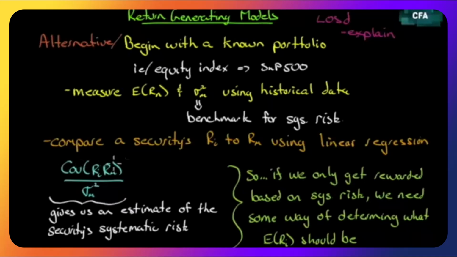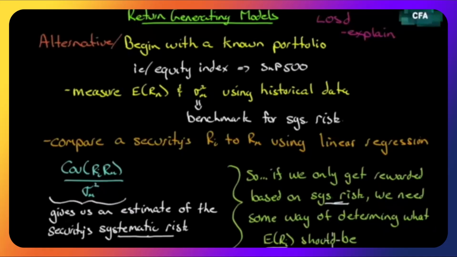So we're just going to get the covariance between them, and that is simple enough. That's just one asset, and the market portfolio is one asset. So we have one covariance divided, of course, by the variance on the market portfolio, which we can always find. We're just using historical data. And there's our estimate of the security's systematic risk. So if we only get rewarded based on systematic risk, we need some way of determining what the expected return should now be.